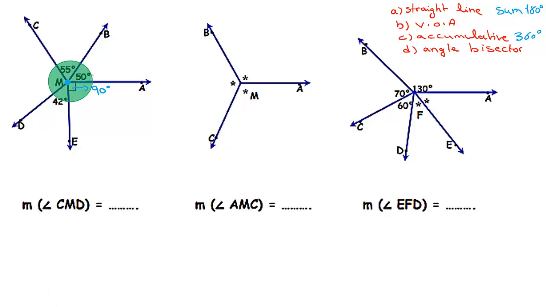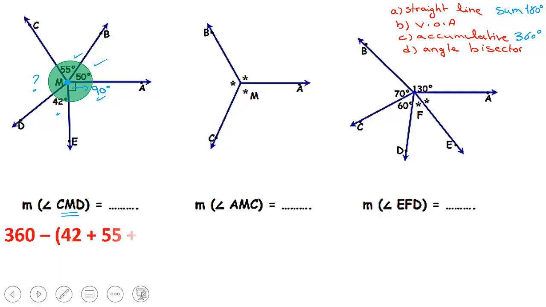From the 5 angles I have 4 angles, and only this angle is missing. And this is the angle he's looking for, angle CMD. It's so easy to find it since I know that the 5 together should sum up to 360. So 360 minus the addition of the 4 angles. And don't forget to put them between brackets to have a correct answer.